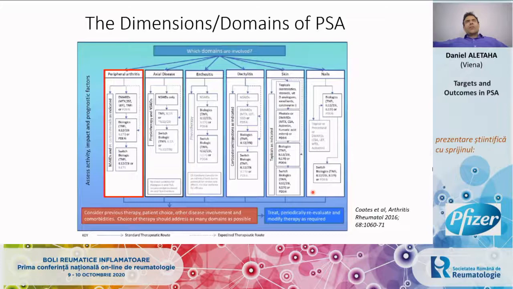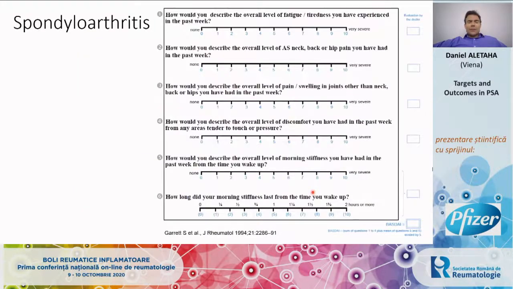So the DAPSA is really the only continuous scale for peripheral arthritis. When we move to axial disease as a domain of psoriatic arthritis, of course we have all the domains that we are using in axial spondyloarthritis, and more prominently, of course, we use the BASDAI scale, which is a combination of multiple questions to the patient about disease activity, mainly focusing on neck pain in different parts of the body, and stiffness, questions 5 and 6.